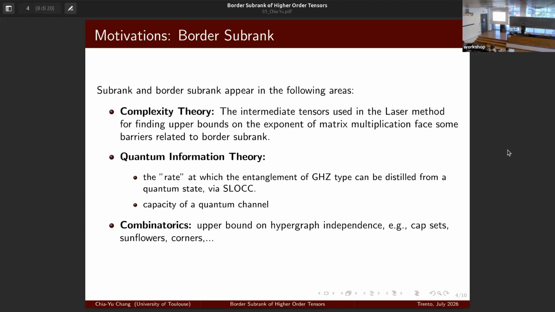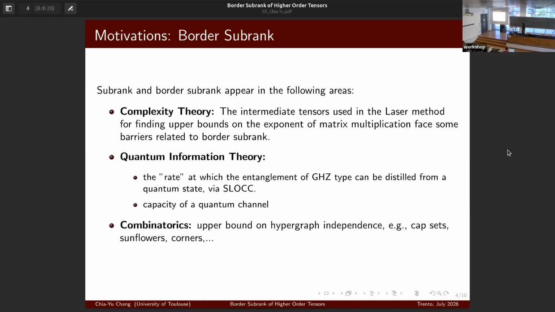We have seen in Michael's talk that SLOCC is the same as restrictions, and the border subrank in quantum information theory measures the rate at which entanglement of GHZ type can be distilled from a quantum state. And here the GHZ type is the same as the diagonal tensor here. Also, the asymptotic rank and asymptotic subrank have a form the same as the capacity of a quantum channel.